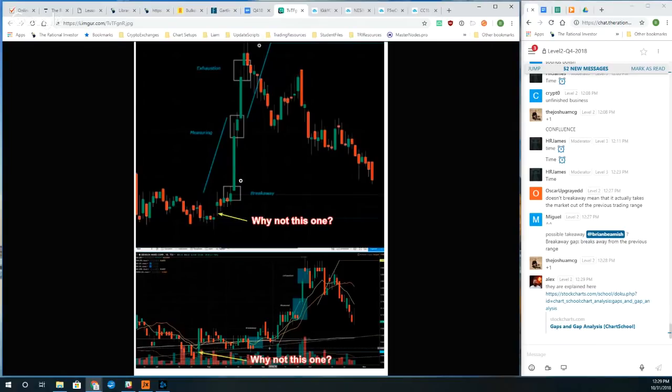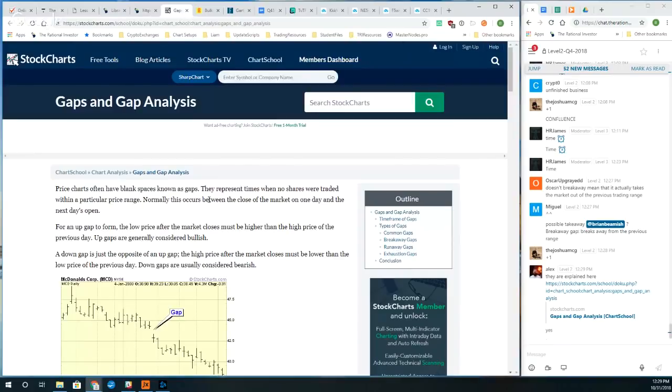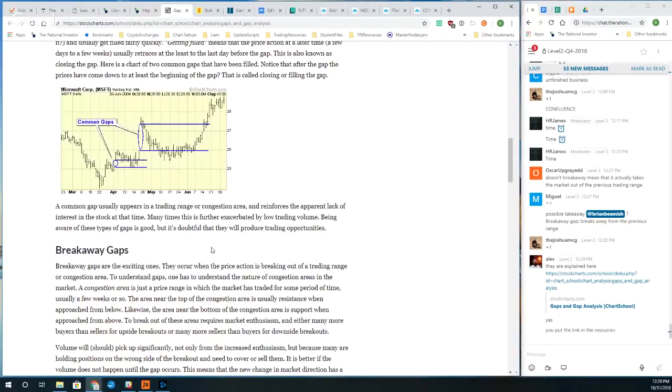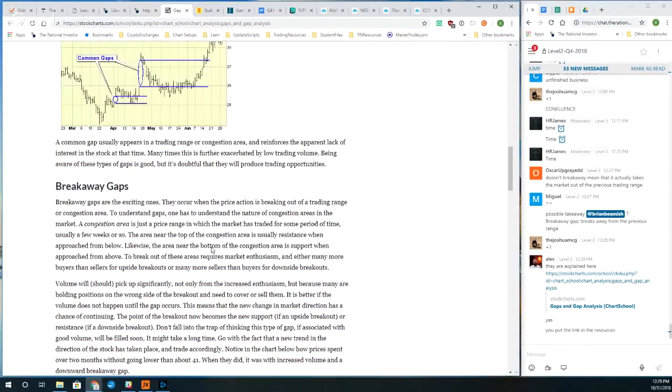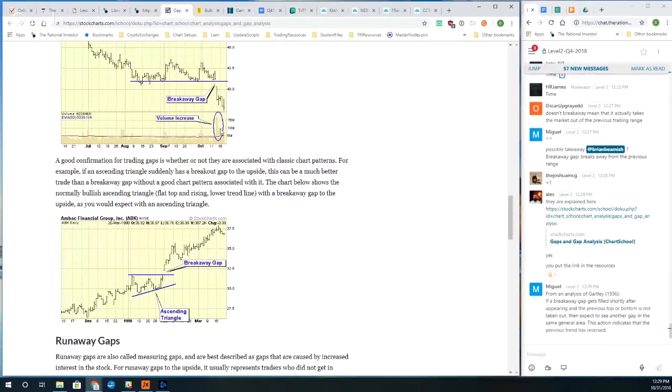So yeah, they are explained here. Okay, thank you, Alex. And I think actually I included that, didn't I? By all means, take some time and go through all of these different resources. Yeah, I have it over here. They go through and explain all the different types of gaps and how you would typify them and define them. Breakaway gap on volume. I like that too.